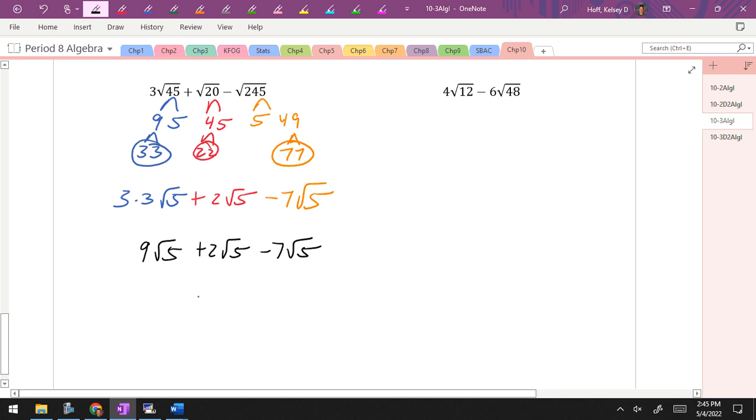Break down 5 into 3 and 2. Yeah, that's not going to work out well for you, is it? No. What do we end up with? I ended up with 4 square root of 5. I have 4 to square root of 5.